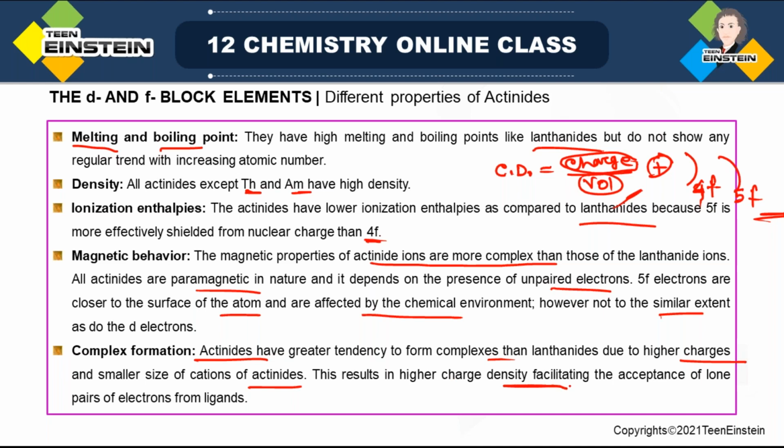Okay, because of high charge density, facilitating the acceptance of lone pair of electrons from ligands, because complex formation is all about accepting electrons from the ligands. Okay, so if charge density is high, that is charge by volume, then obviously the tendency to accept lone pair of electrons from ligands will be very easy. That means complex formation tendency is very high. Okay, so here we have seen all these points: melting point, boiling point, density, ionization enthalpy, magnetic behavior, and complex formation tendency. Okay.